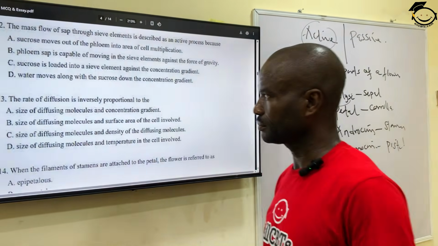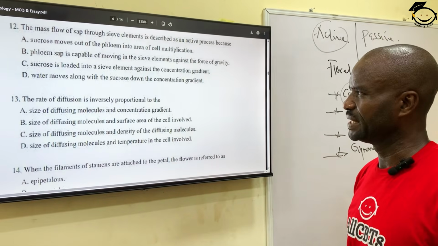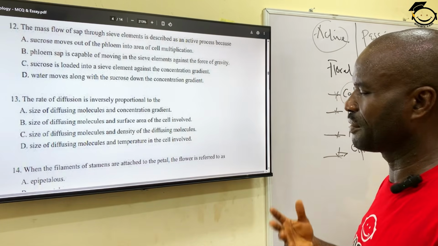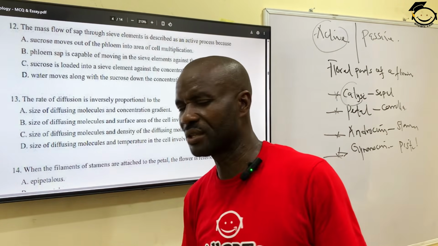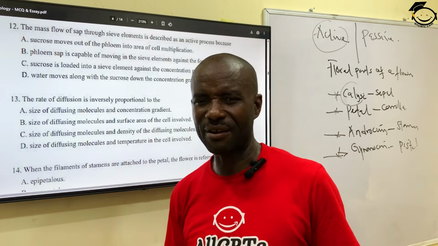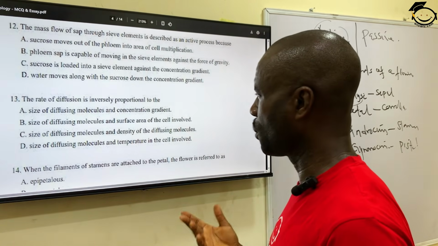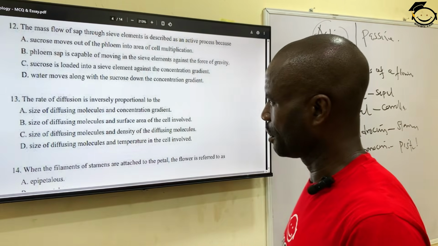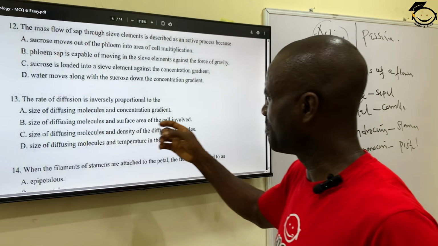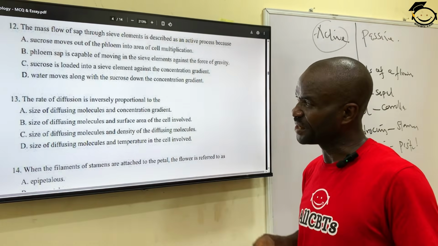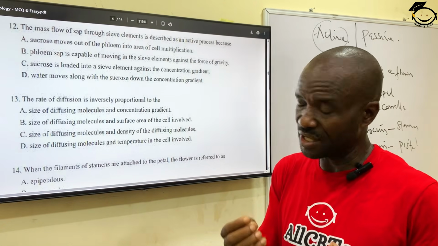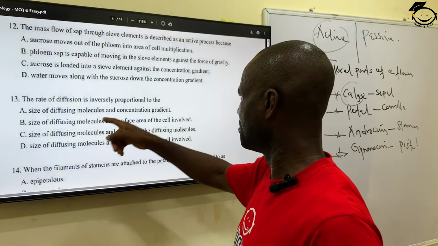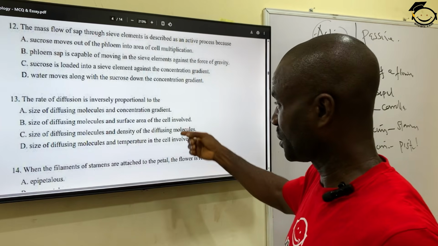Question 13. The rate of diffusion is inversely proportional to dash. When we say diffusion, the diffusion of a gas is simply what? The movement of molecules from a region of higher concentration to a region of lower concentration. And this can be influenced by a number of factors. So let's look at the options. A, the size of diffusing molecules and concentration gradient. No, the size of this molecule is inversely proportional to the what? To the size and the concentration gradient.